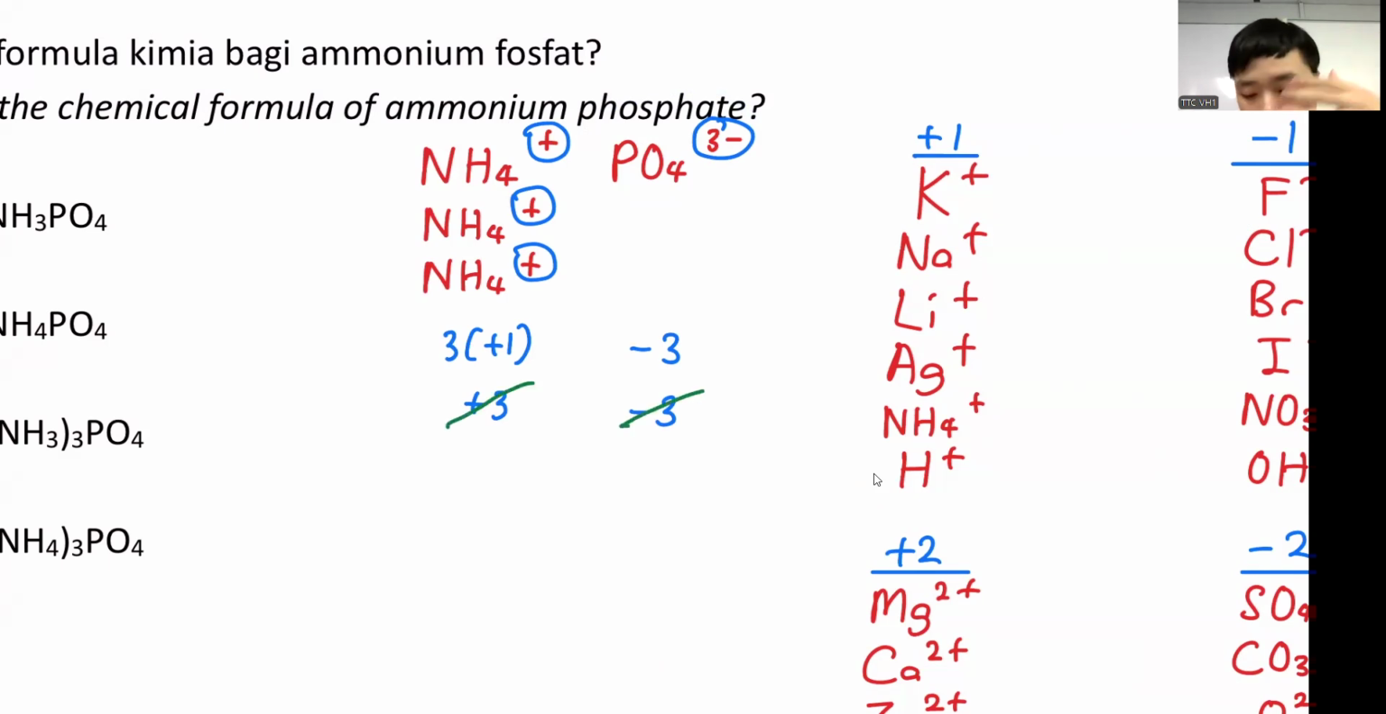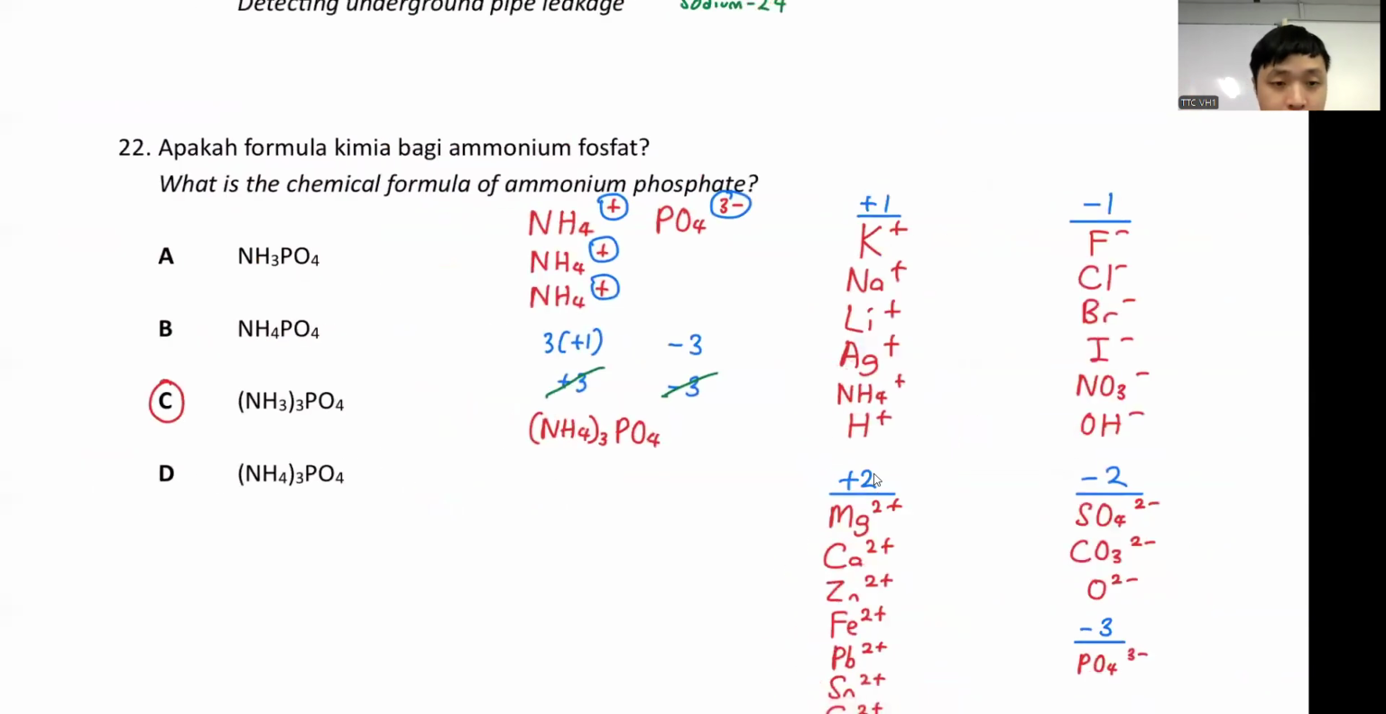Then I combine the formula. But you see, NH4 got 3 more. So for the formula, because N and H are 2 capital letters, big letters, it means I have to put bracket 3. 2 capital letters means they are different elements. That's why I put bracket 3 in this case. And PO4, 1. So the answer is C.